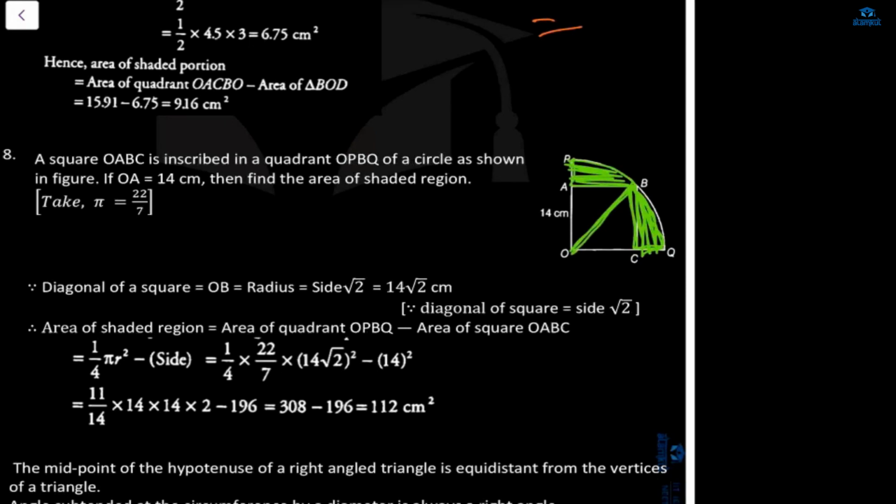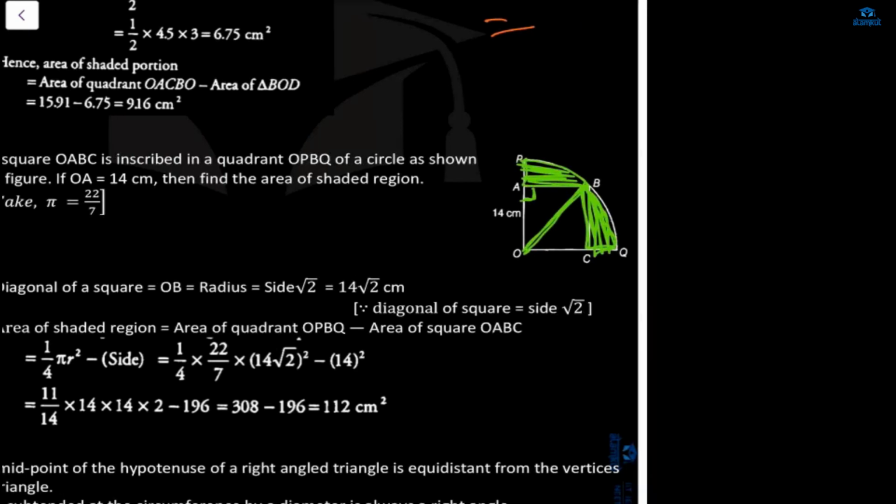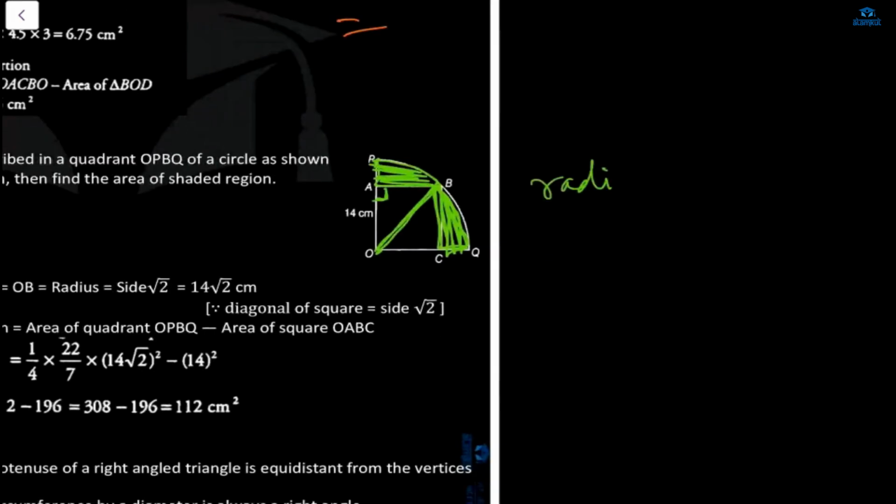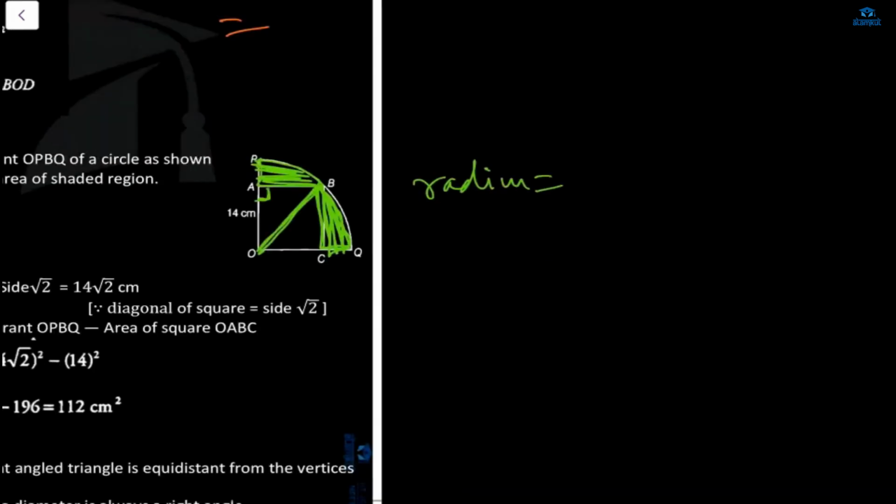How can we find out the radius? This is a square, so all the angles will be 90 degrees. So you are going to find out BO, or you can say radius. By Pythagoras theorem, or you can say the diagonal of the square is equal to side root 2. So the radius is 14 root 2 centimeter, and from here you are going to find out the area of quadrant.